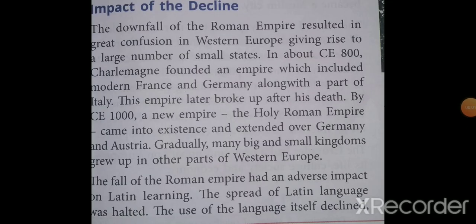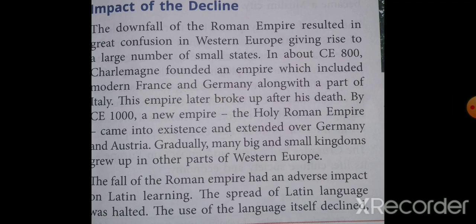The next topic is the impact of the decline. The downfall of the Roman Empire resulted in great confusion in Western Europe, giving rise to a large number of small states. You all know that by CE 500, the Roman Empire in the West was destroyed as a result of invasions by barbarians. So this downfall of the Western Roman Empire resulted in great confusion in Western Europe, and many small states emerged during that time.